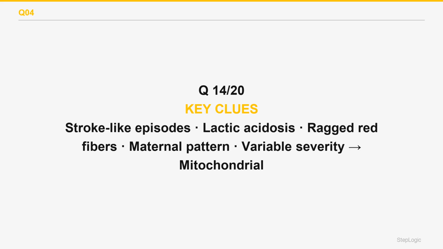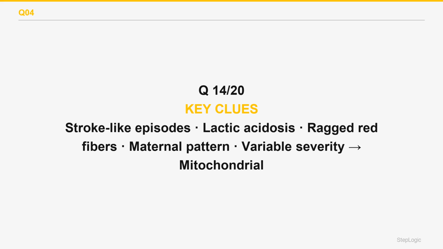First, the transmission pattern: only the mother and maternal relatives are affected, and the father is unaffected. Mitochondrial DNA is inherited exclusively from the egg, so an affected mother passes it to all her children, but an affected father passes it to none. Second, the variable severity reflects heteroplasmy. Cells carry a mix of normal and mutant mitochondria, and the proportion varies, so expression differs even within a family.